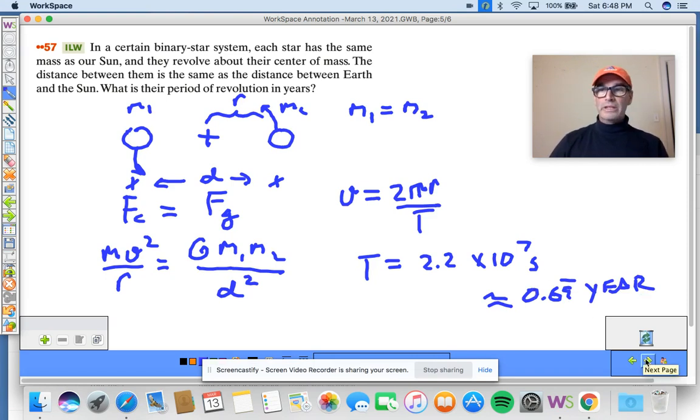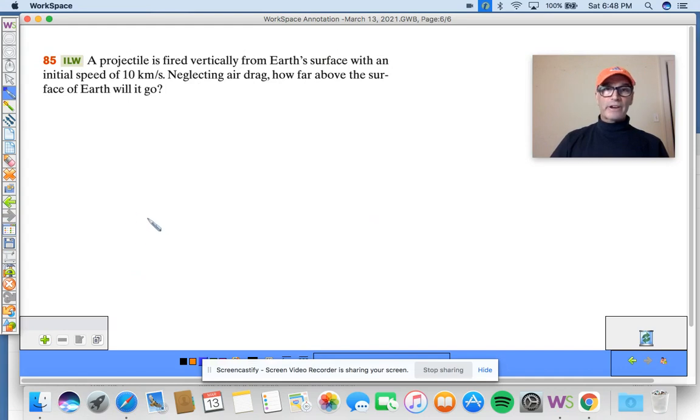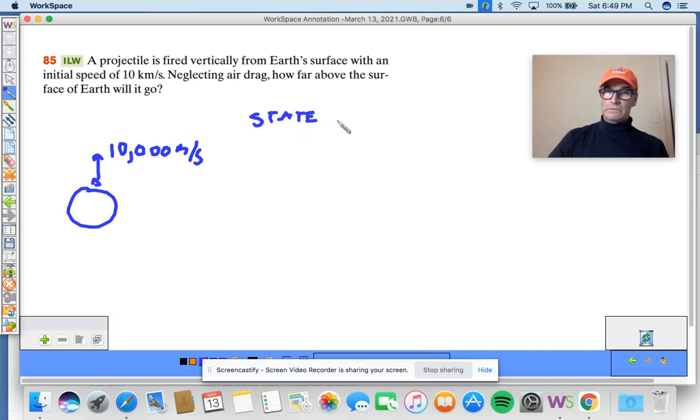Okay, next problem. A projectile is fired vertically from Earth's surface with an initial speed of 10 kilometers per second. So we're going to fire this projectile up at 10,000 meters per second. Neglecting air drag, how far above the surface of the Earth will it go? Well, the state of energy at the surface of the Earth, call that state 1, is equal to the state of the energy once the projectile reaches the highest point above the Earth. Now, here's the subtle comparison between these two states.